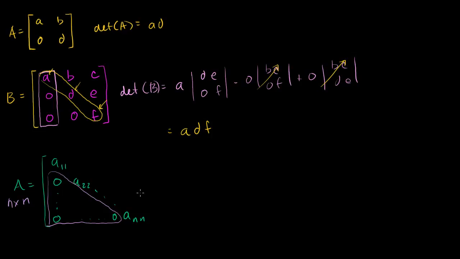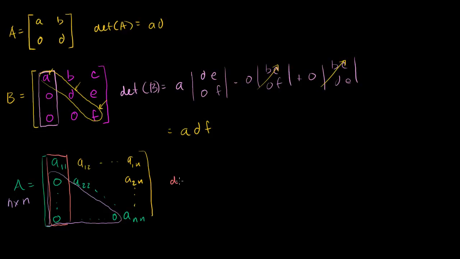And everything up here doesn't have to be 0. This is A12 all the way to A1n. This is A2n, keep going down. So everything on the main diagonal or above isn't necessarily equal to 0. So if you wanted to find the determinant of A, we can do the same thing we did here. We could go down that first row right there.